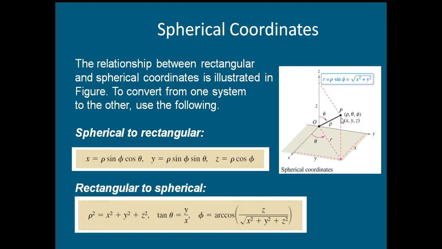So the point P in spherical will be denoted as rho, theta, phi, and the same point in Cartesian we say x, y, z. So r is equal to rho sine phi, that can be written as square root of x squared plus y squared. It's quite obvious from this particular figure. Now rectangular to spherical: rho squared is naturally x squared plus y squared plus z squared. Tan theta is y by x, and phi is cos inverse of z upon square root of x squared plus y squared plus z squared.